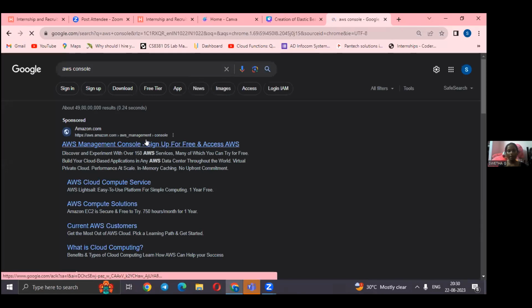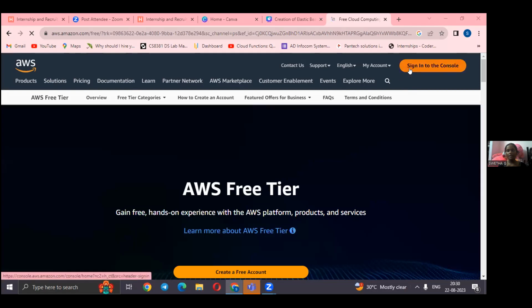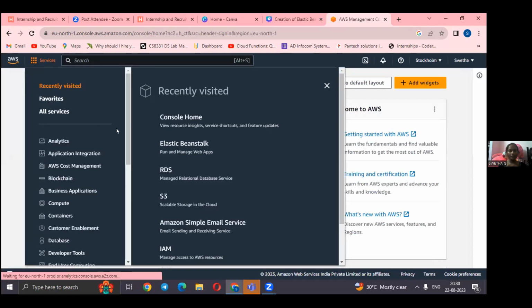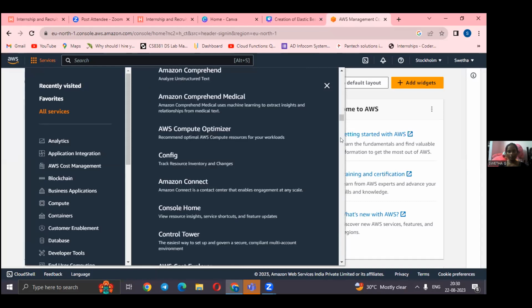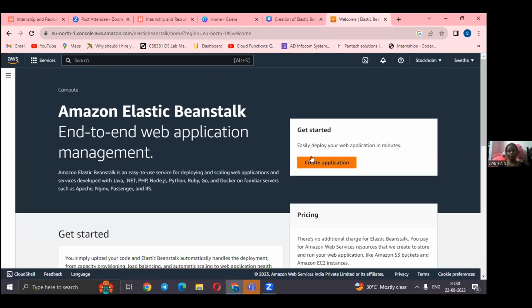First, we have to log in to our AWS cloud and sign in to the console. Choose services. Under services, choose all services. Under all services, we have to choose Elastic Beanstalk. Then click on create application.